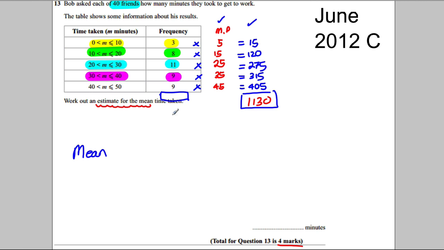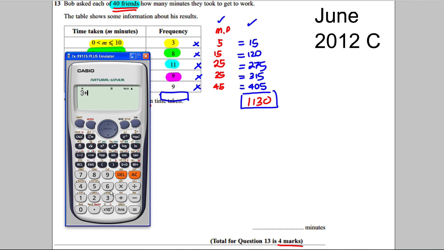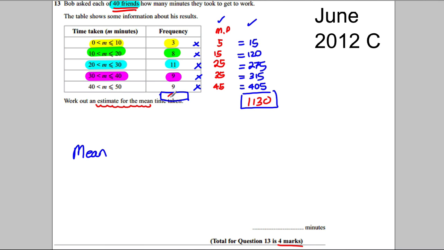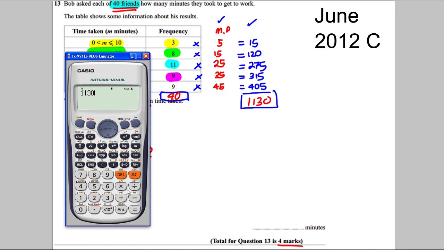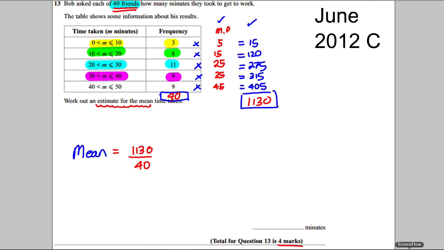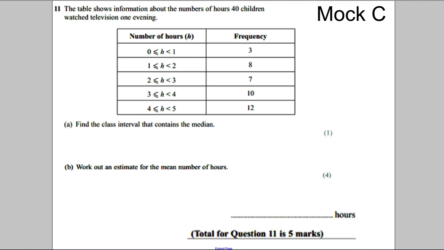Now hopefully if you're switched on, you know the total of that without counting. If you look at the question, it says 40. But let's just check that's actually true. So 3 plus 8 plus 11 plus 9 plus 9. Indeed, it's 40. So what we're going to do is this big number, 1130 divided by 40. Calculator out, 1130 divided by 40, and we get an answer of 28.25. So 28.25 is our answer. 4 marks. Next question, pause, I'll go through in 5 seconds.